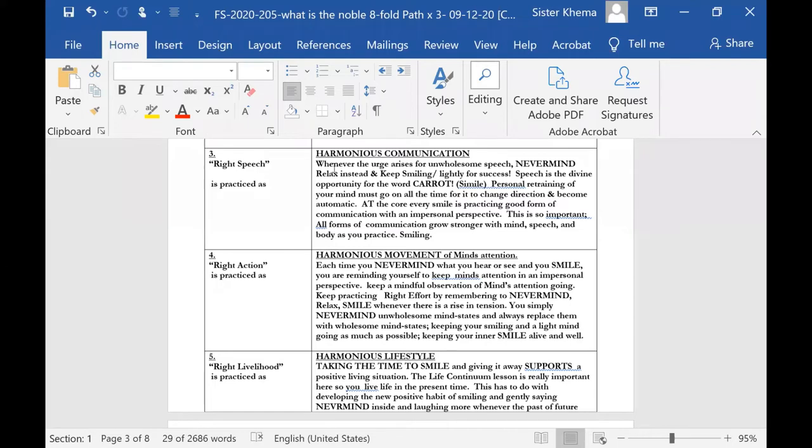So personal retraining of your mind must go on all the time for it to change direction and become automatic. At the core, every smile is practicing good form of communication with an impersonal perspective. And this is so important. All the forms of communication will grow stronger with mind, speech, and body as you practice if you just keep smiling. That's what you need to be doing.